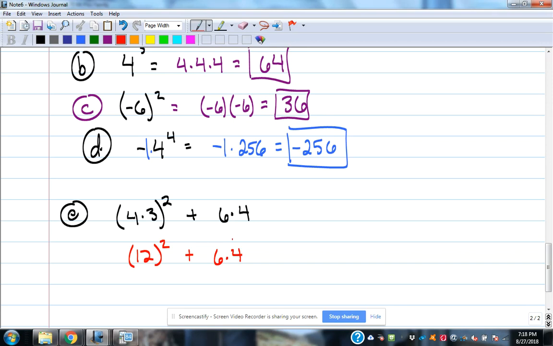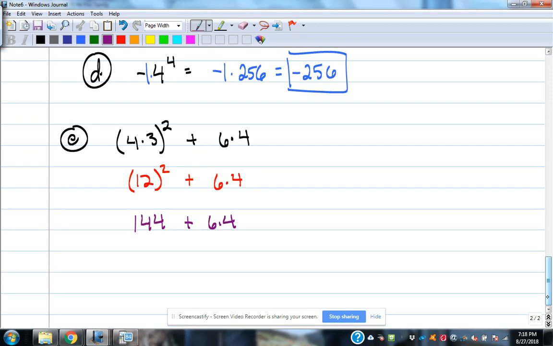The next thing to do after we've taken care of the work inside the parentheses is to do what? Exponents. Well, the exponent's on the 12. It's 12 squared. 144. And then the next step is multiplication, division, left to right. Well, there's no multiplication here. That's addition. That's not next. 6 times 4. There's a multiplication to do. 6 times 4 is 24. We have 144 plus 24, 168.